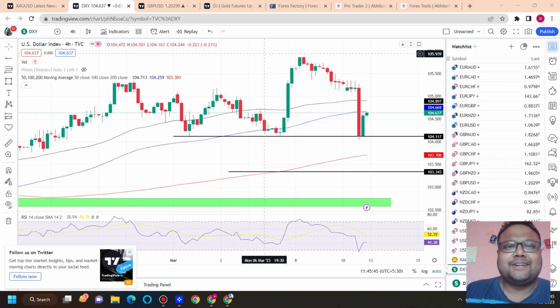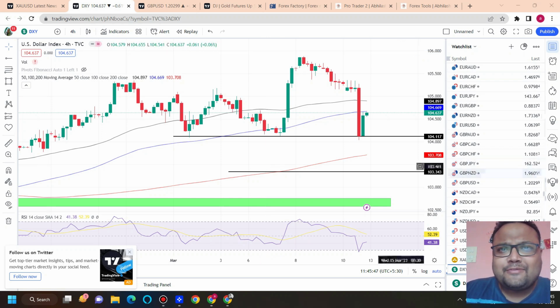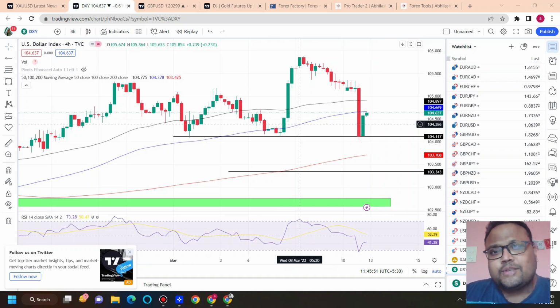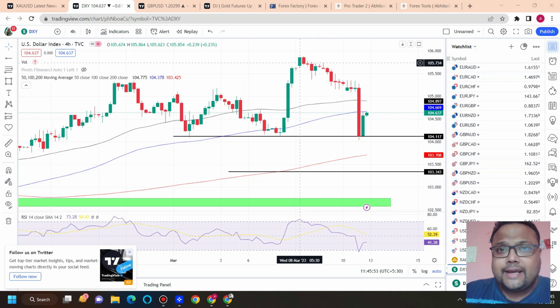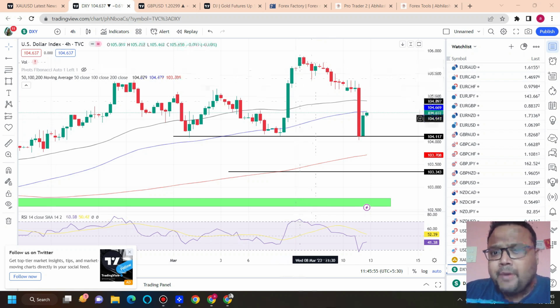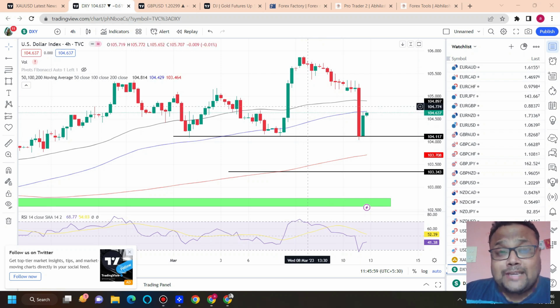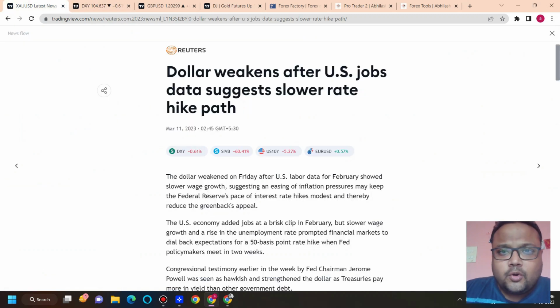So let's get started. My dear friends, after NFP, we got to see some crazy moves as expected. DXY fell sharply, made a low of 104.04, and surprisingly, we got to see a perfect bounce from the support. Dollar weakens after US jobs data suggests slower rate hike path.